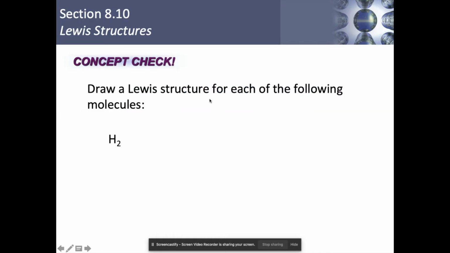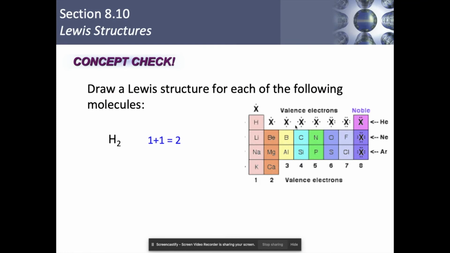So draw a Lewis dot structure for each of the following. Here we go. We have H2. Nice and easy. I need 2 electrons. Perfect. I have a duet. That's all I would need. I can't add any more dots around hydrogen.